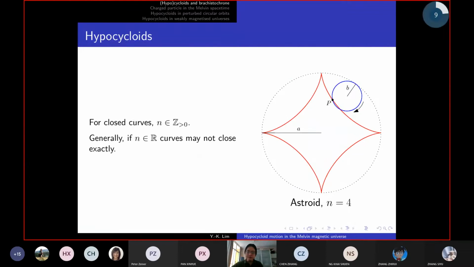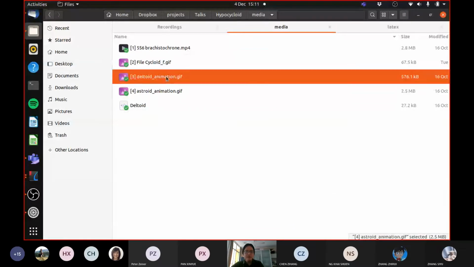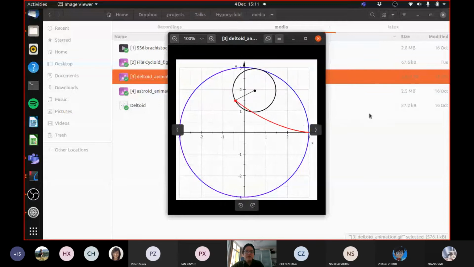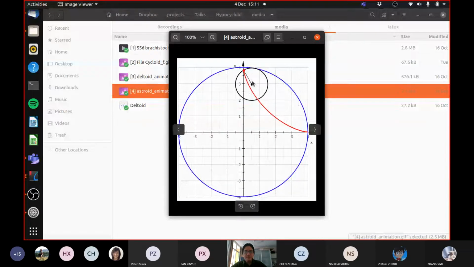Okay, so if n is equal to 4, I will have 4 cusps or 4 sharp corners, and it also has a special name. It is called an asteroid. So just to see something fun, I show you the animation of how the deltoid and asteroid are traced out. It's just like a circle rolling inside another circle. So you need the radius of the smaller circle to be 4 times smaller than the larger one. And as it rolls on, you will trace out this asteroid shape.